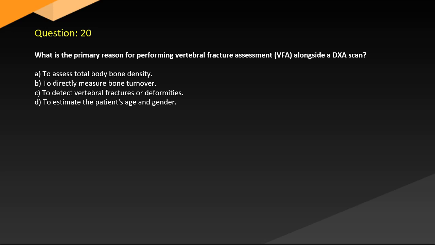Question 20. What is the primary reason for performing vertebral fracture assessment (VFA) alongside a DXA scan? A. To assess total body bone density. B. To directly measure bone turnover. C. To detect vertebral fractures or deformities. D. To estimate the patient's age and gender.